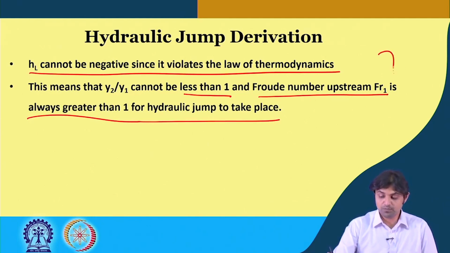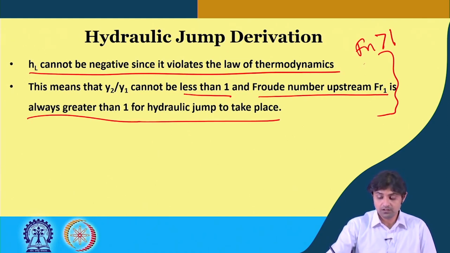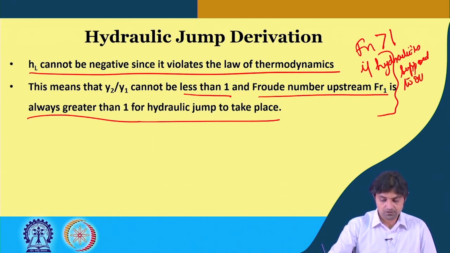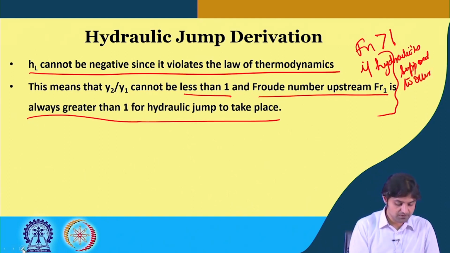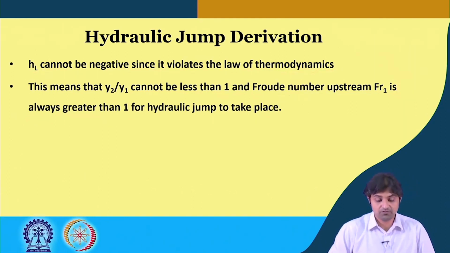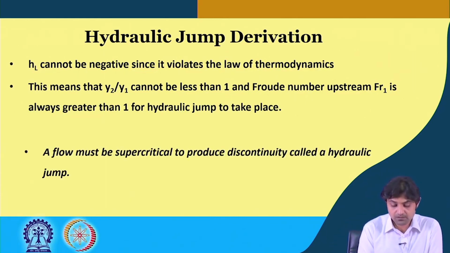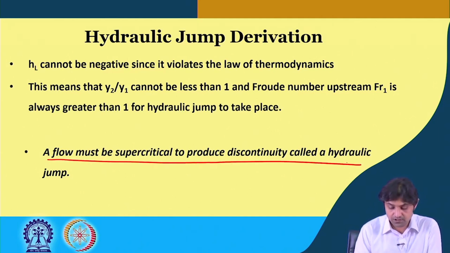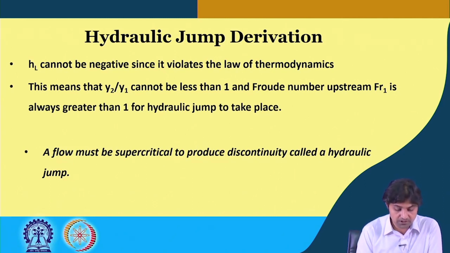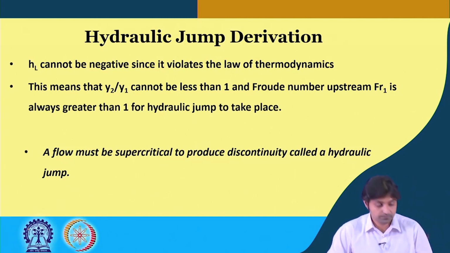So, the important message that you must remember is that Froude number at section 1 will always be greater than 1 if hydraulic jump is supposed to occur. So, if the Froude number is less than 1 upstream, there is no way hydraulic jump will ever occur. Okay. Therefore, the flow must be supercritical to produce the discontinuity called a hydraulic jump, a very important conclusion. Okay.